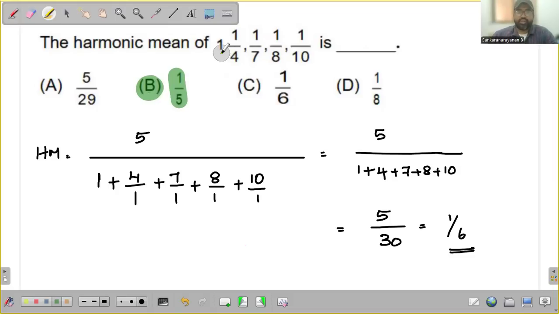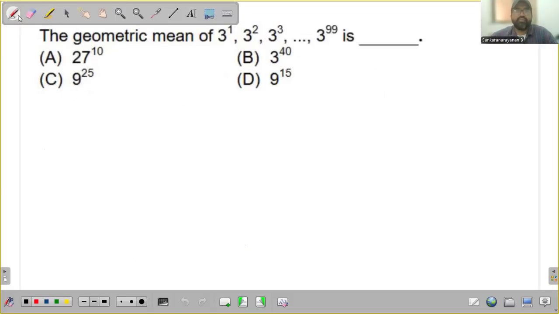Let's now consider the next one, the seventh question. You are asked to find the geometric mean of 3 power 1, 3 power 2, 3 power 3, etc., up to 3 power 99. So there are altogether 99 terms here. As per the rule, you have to find the 99th root of 3 power 1 into 3 power 2 into 3 power 3 into 3 power 4, etc., up to 3 power 99. But that is going to be a tedious task.